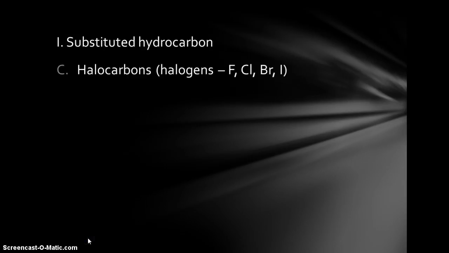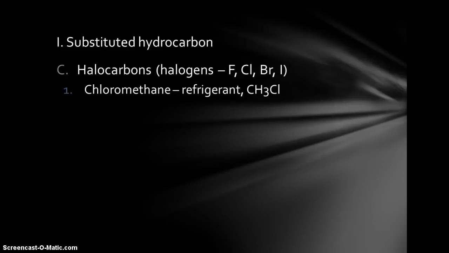The next type of substituted hydrocarbon, or the last type of substituted hydrocarbon you need to know, is halocarbons. If you remember, halogens is your group 7, so you've got fluorine, chlorine, bromine, and iodine. If you take out a hydrogen and replace it with one of those, you have a halocarbon. There are a few that you need to know.